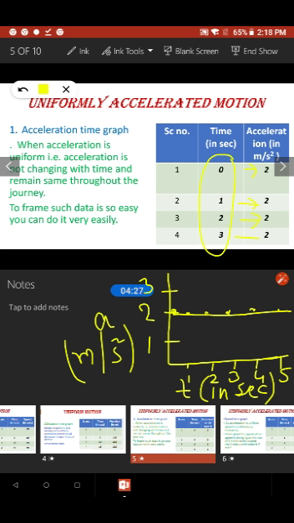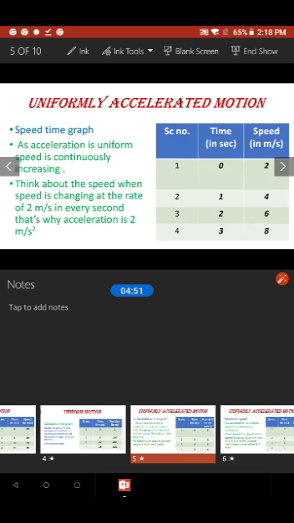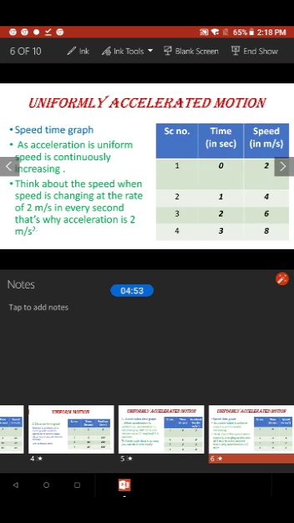In the acceleration time graph, when the graph is parallel to time axis, then this is showing that acceleration is uniform, and that's why this graph is for uniformly accelerated motion. Next, let us draw graph in between speed and time.